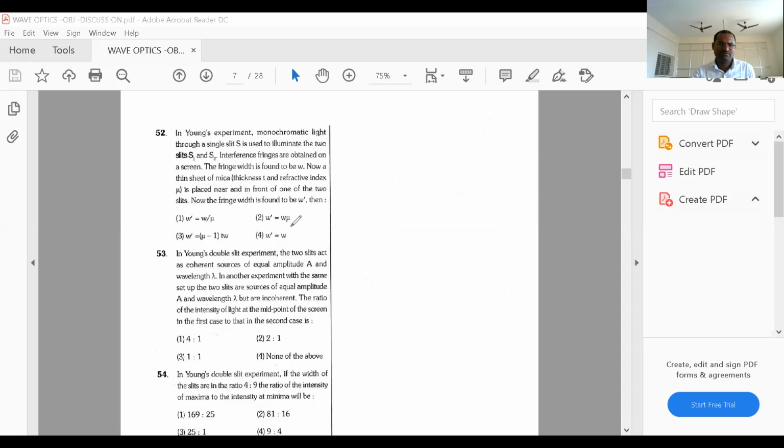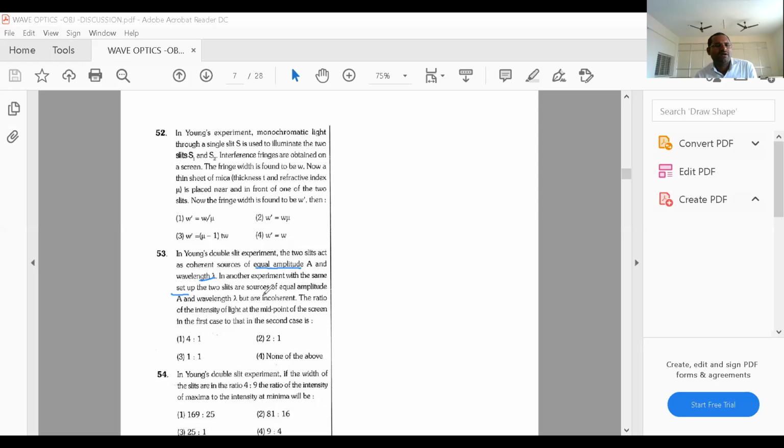Next, question number 53. They have given that in Young's double slit experiment, two slits act as coherent sources of equal amplitude and wavelength lambda. In another experiment with the same setup, the setup is the same, meaning capital D is the same and small d is also the same.